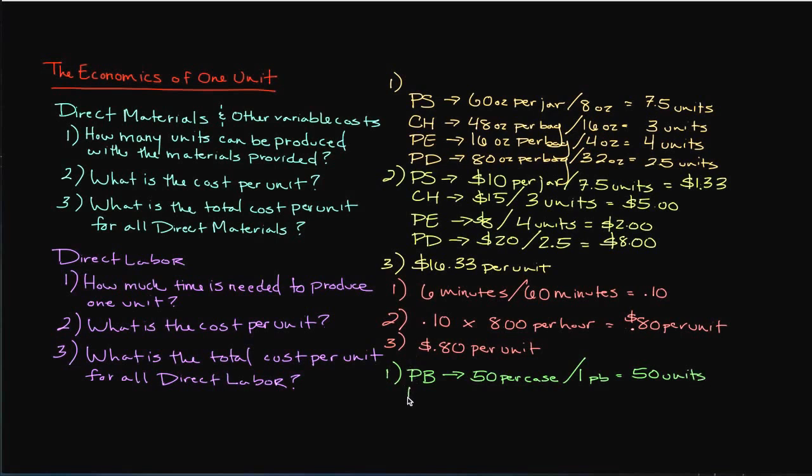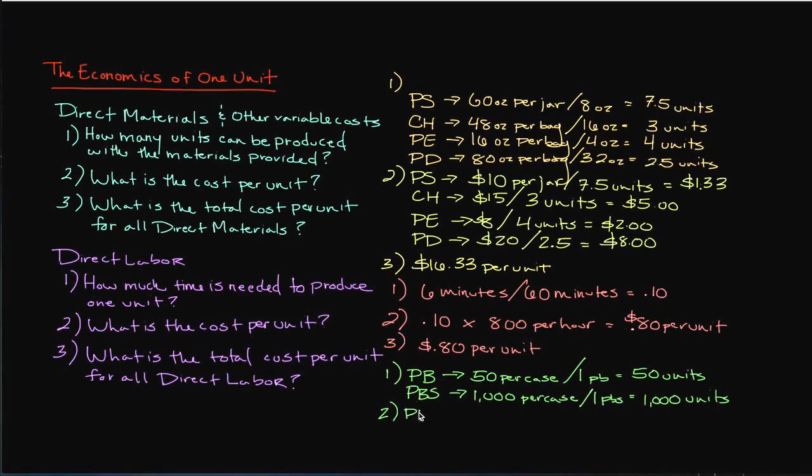The next thing is pizza box stacks, in which case a case actually comes with 1,000 of those little things. And we only need one pizza box stack per pizza, which means we can actually generate 1,000 units from one case, which is pretty cool. The second thing we have to figure out is, once again, what is the cost per unit? So ultimately, how much are we going to pay per pizza, in this case, for these particular items?